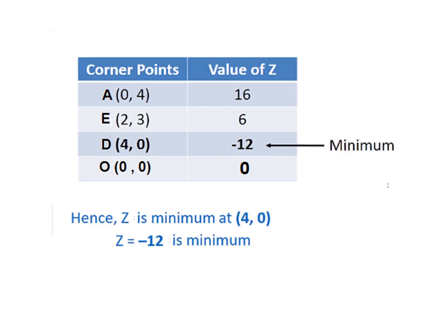So hence the final answer. Hence z is minimum at 4, 0 and z equal to minus 12 is the minimum value.